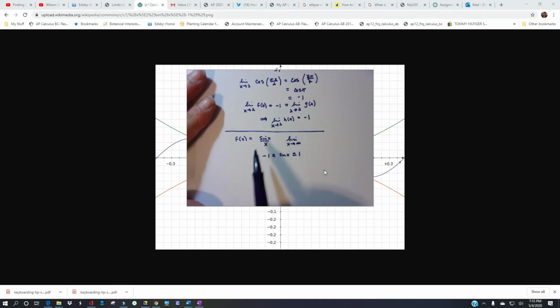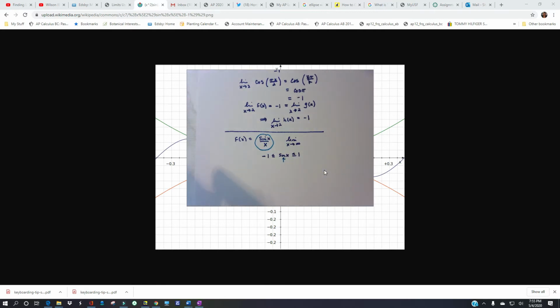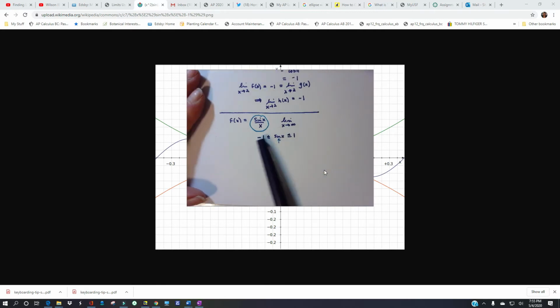But the problem is this function is sine of x over x. And the goal is to get this thing in the middle to look exactly like the function that was given. We want those two to look alike. So how do we do that? Well, we can divide each piece by x.